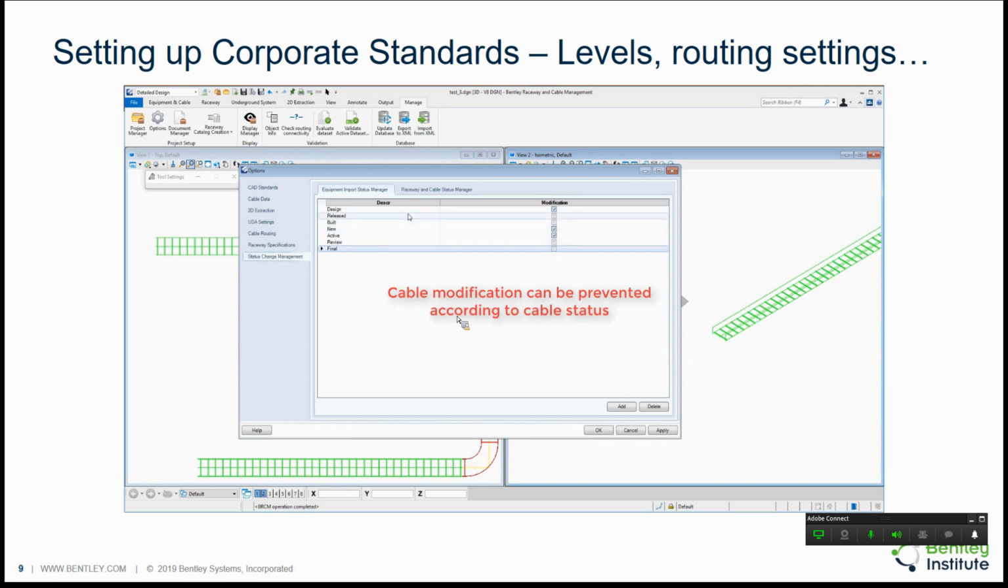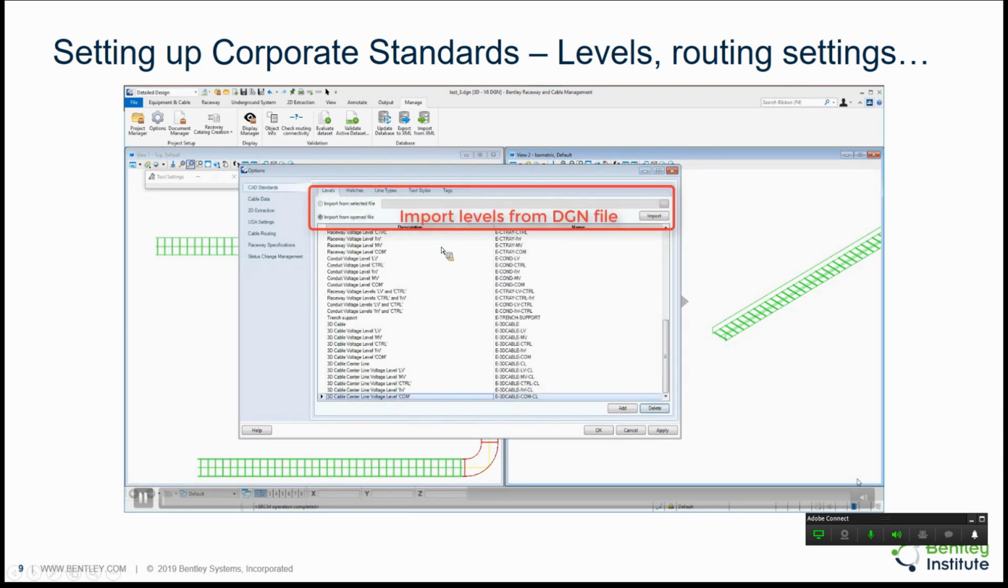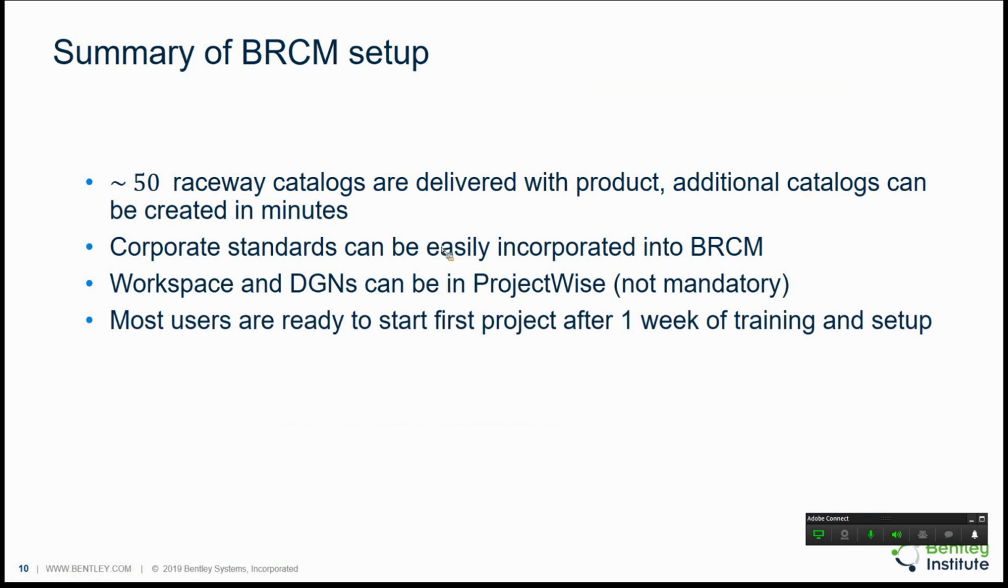And finally, you can define the status of the cables in which you don't want any further modifications. So which means if I set my cable status to, in this example, only design, new and active, cable modifications are allowed. Or if I set my cable to built or released, that means that no further changes will be permitted to that specific cable. So those are some fundamental setup steps that you have to do before you start your project.